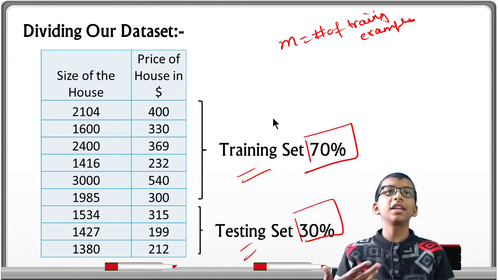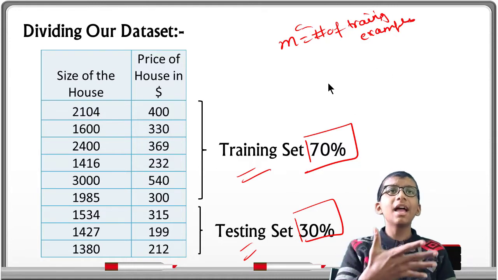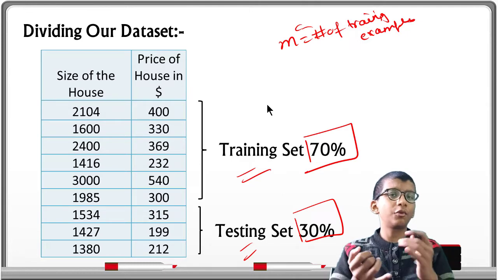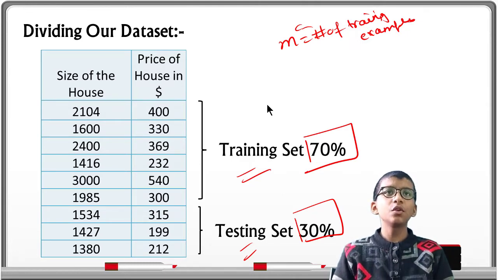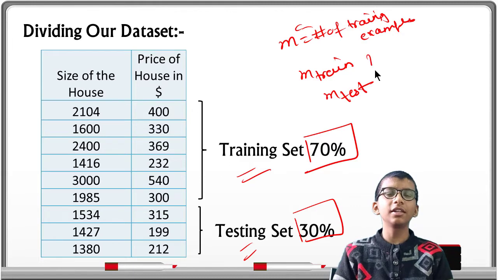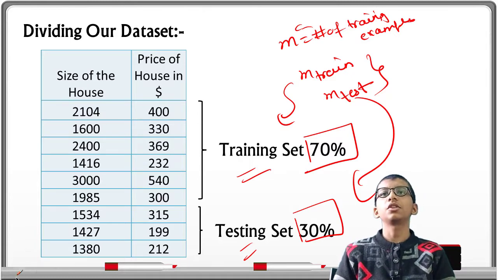Okay, the number of training examples, here hashtag is also known as number. And here m is the number of training examples, but if we have two kinds of data, training data and testing data, we can denote m_train for training and m_test for testing. Okay, the notations are very clear to you: m_train for training and m_test for testing sets.